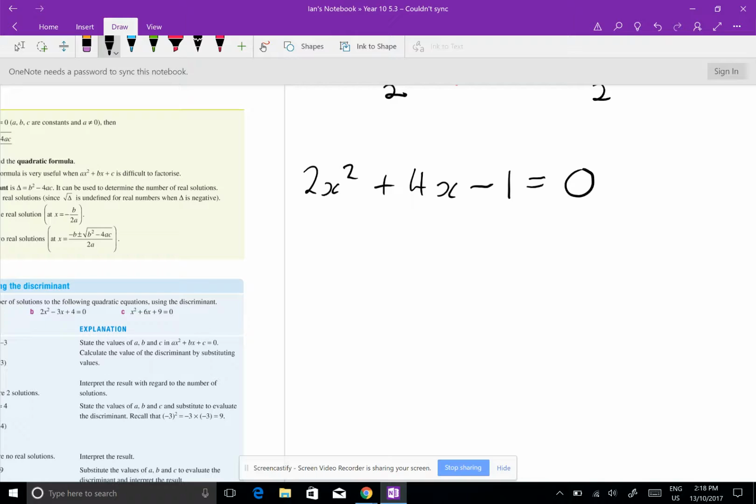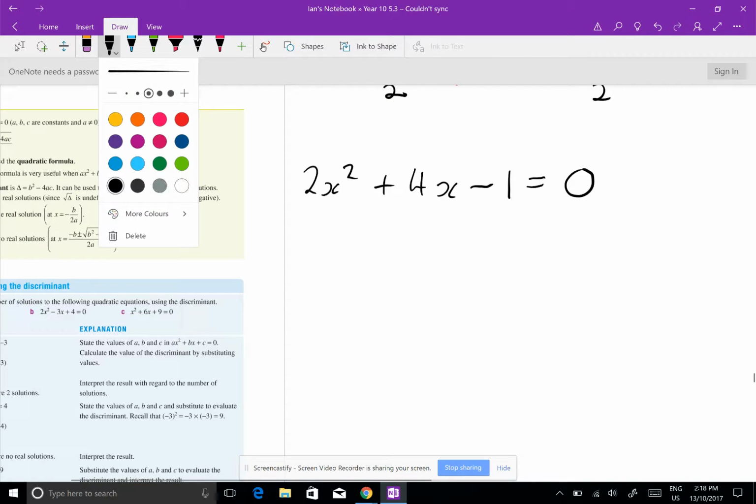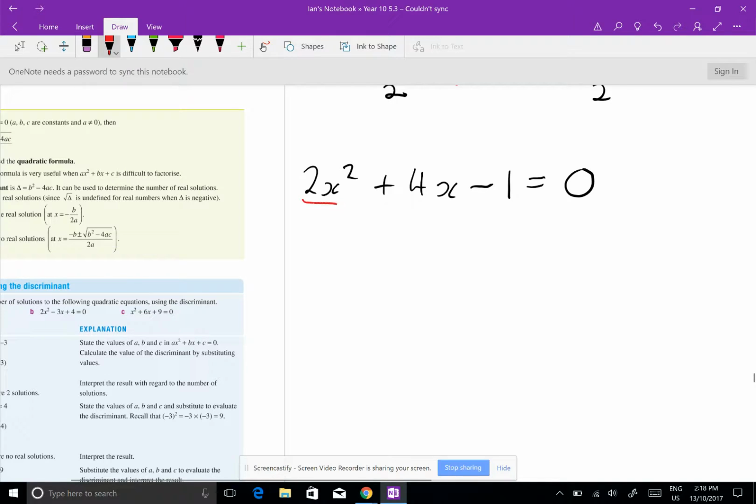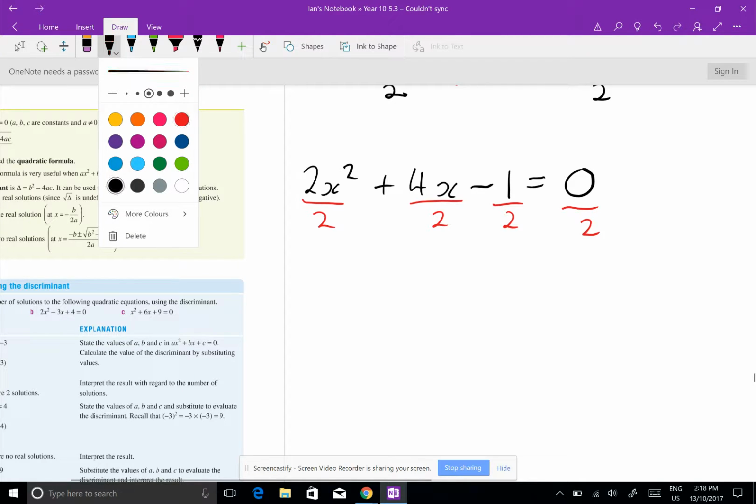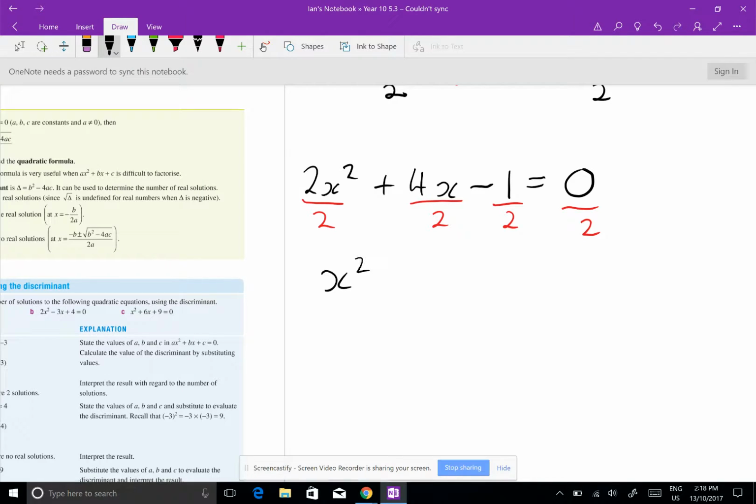Well, because this is an equation, what I can do is divide everything by something. So I'm just going to divide everything by 2. And all of a sudden, I will have a monic. I was hoping I'd get a fraction there, but that'll be all right. That'll give me x squared plus 2x minus a half equals 0.